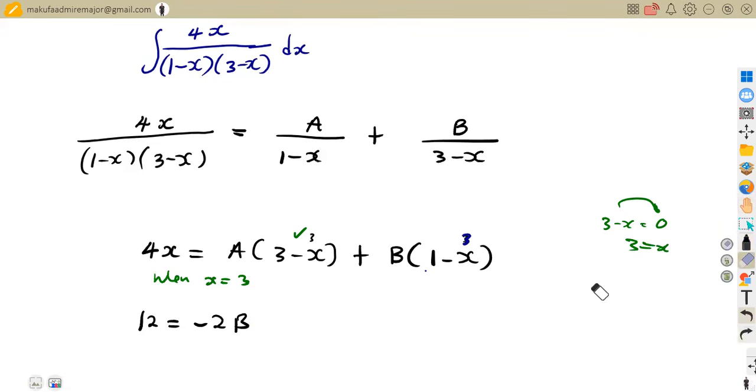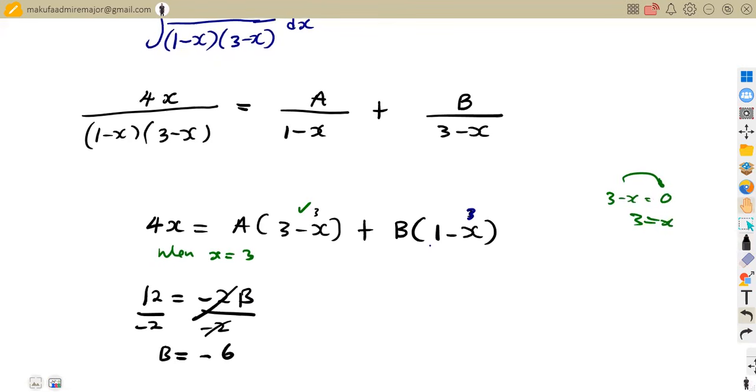So this is the condition when our x is equal to 3. You can divide by negative 2 on both sides so that you obtain the value of b. Our b is going to be 12 divided by negative 2, which is negative 6. So we have the value of b in this case.